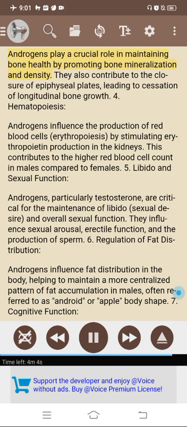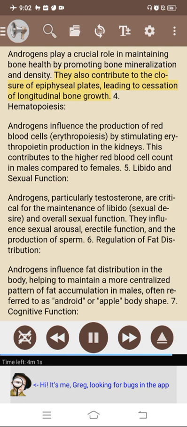3. Bone health and density. Androgens play a crucial role in maintaining bone health by promoting bone mineralization and density. They also contribute to the closure of epiphyseal plates, leading to cessation of longitudinal bone growth. 4. Hematopoiesis. Androgens influence the production.